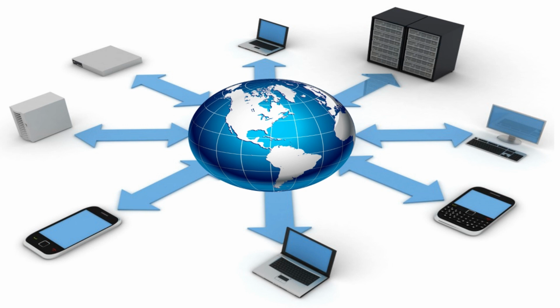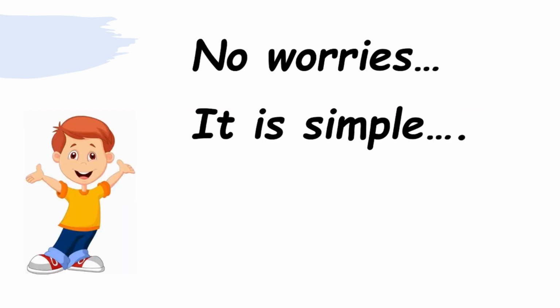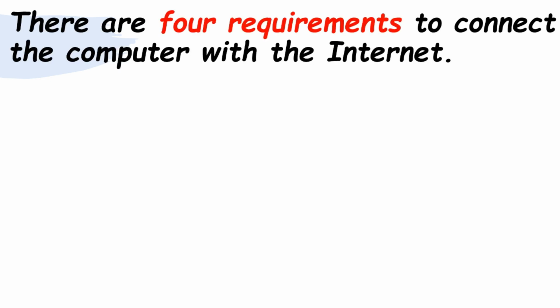Right. In this picture also I have mentioned the same thing. Then how do we get the internet connection? No worries, it is simple. You need only 4 requirements to get the internet connection. How many requirements do you need? 4 requirements. There are 4 requirements to connect the computer with the internet. Now let's see one by one.